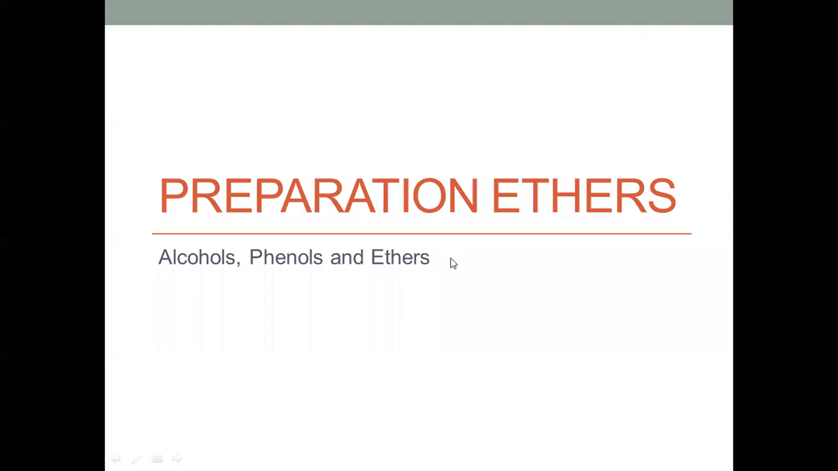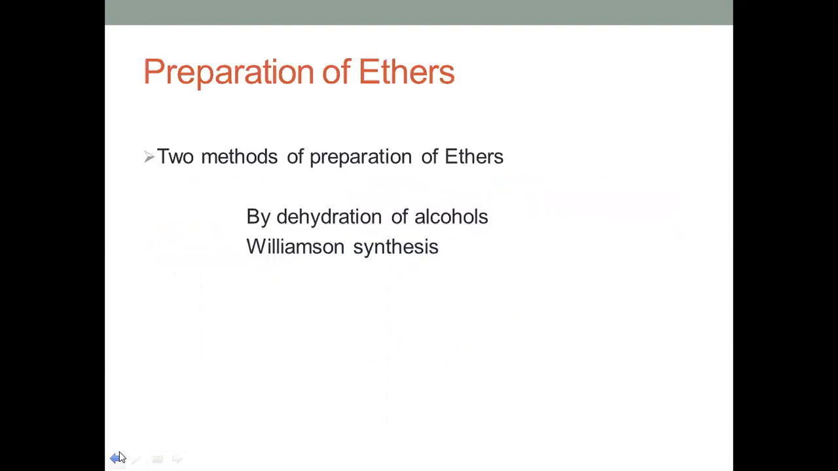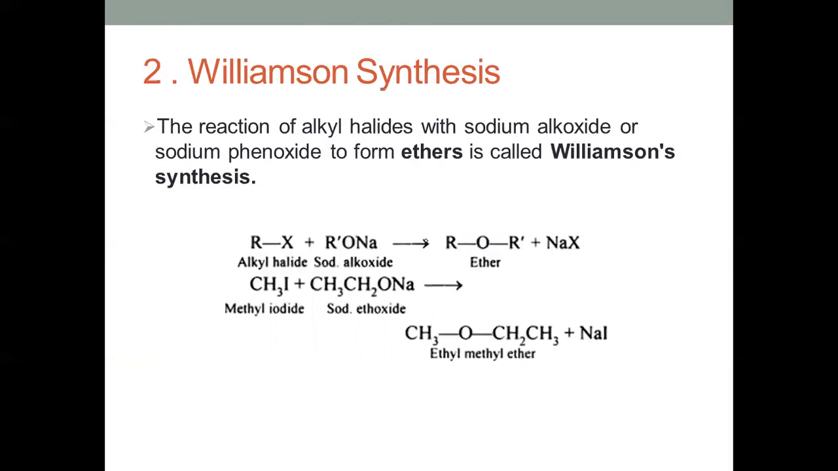Yeah, let's talk about the preparation of ethers, and particularly the Williamson synthesis of ethers, in this video. First of all, let's look at how many types of preparations of ethers there are. There are two methods of preparation of ether: the first is by dehydration of alcohols, and the second is Williamson synthesis of ether. I've dealt with dehydration of alcohols in my first video. Now let's deal with the Williamson synthesis of ethers in detail.